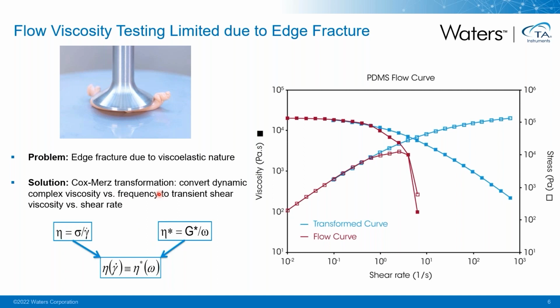Cox-Merz is a practical rule which directly converts the dynamic complex viscosity measured as a function of frequency to the shear viscosity measured as a function of shear rate. Many researchers have proved that this Cox-Merz relationship works quite well with polymeric materials, especially for polymer melts and polymer solutions. Using this method, we can successfully extend the polymer viscosity information up to a higher shear rate, which correlates to the shear conditions in processing.